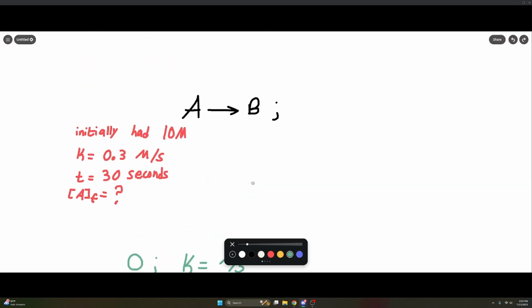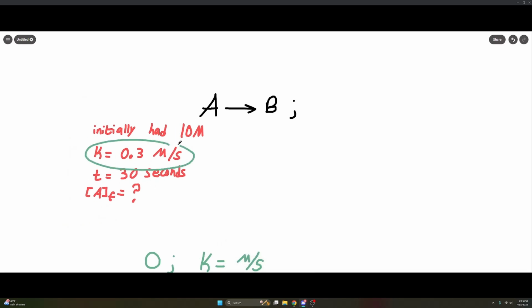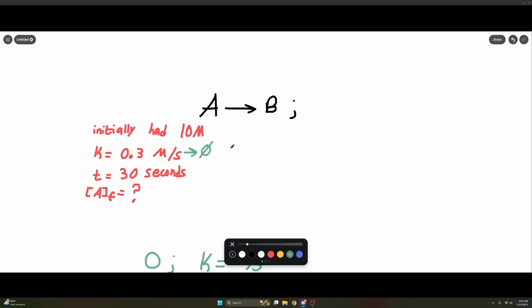So even though I didn't tell you the order up here, I gave you units of K. And because it's molarity per second, that's how you can tell me that is 0 order. Let's try another example. I'm not going to change the reaction. I'm not going to change the K, aside from doing this.